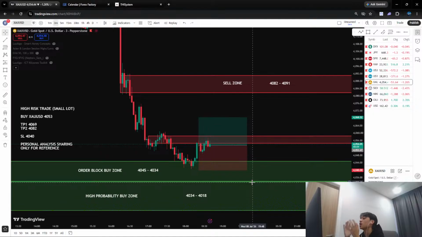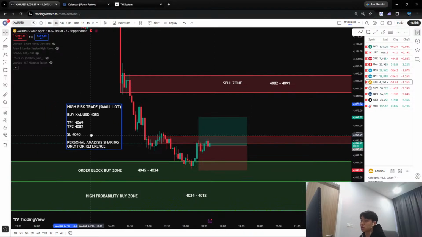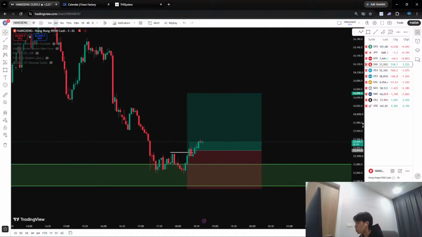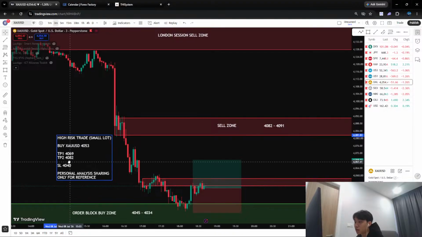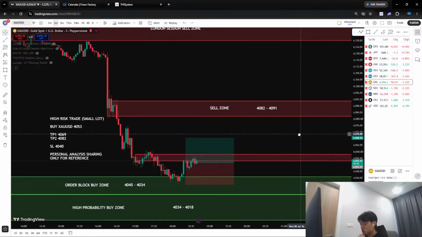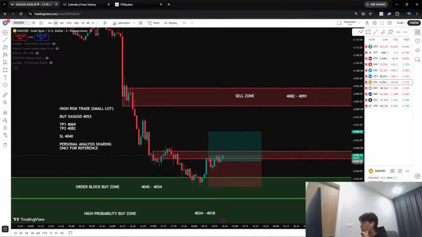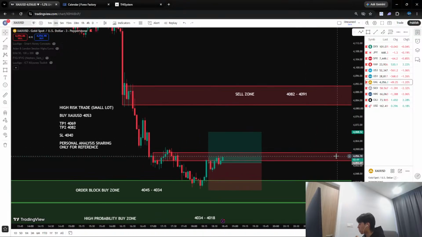So if you guys are in this order right now with me in the gold order and the Hang Seng order, Hang Seng as well, it will be a small lot, but I realize that most of you actually follow both of these orders, so don't worry about it. Let's see how gold will react.